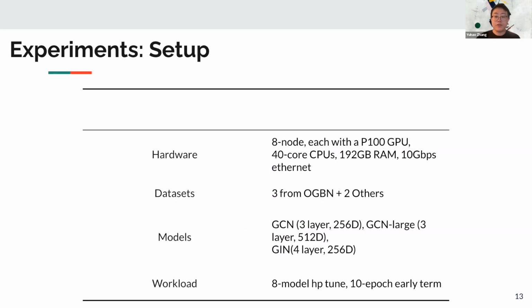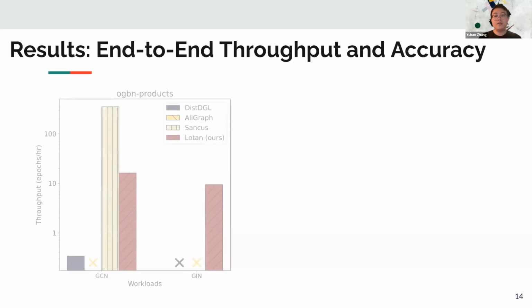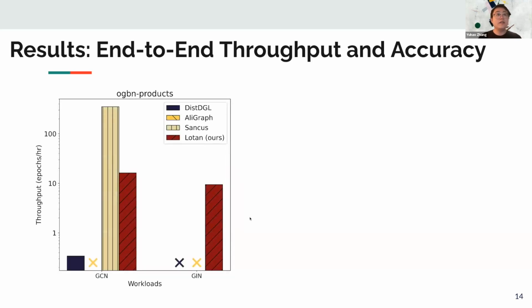Finally, I want to show a snippet of the experiment results. All of our experiments are done on an 8-node cluster. We tested it on multiple datasets and models. First is the end-to-end results. There are 3 other systems we evaluated: distributed DGL and AliGraph, industrial software. Sancus is a recent research project from the academia.